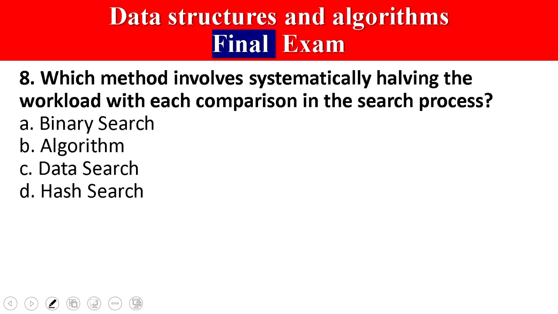Eight. Which method involves systematically halving the workload with each comparison in the search process? Binary search, algorithm, data search, hash search. The method that involves systematically halving the workload with each comparison in the search process is binary search.